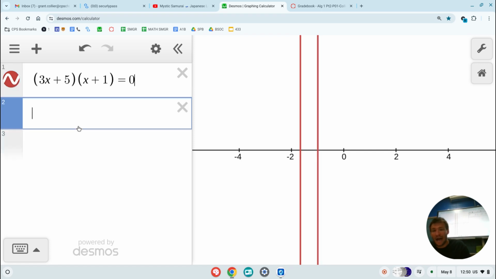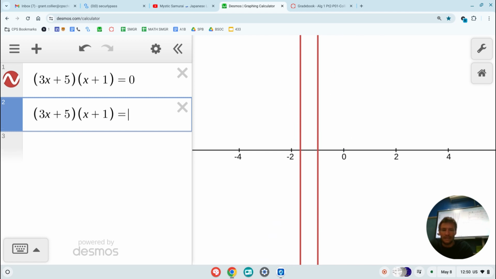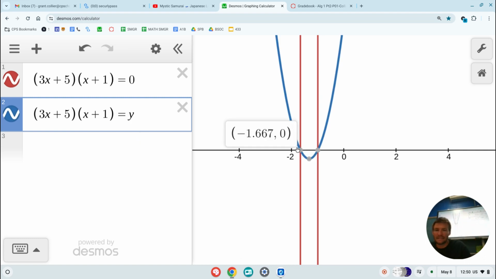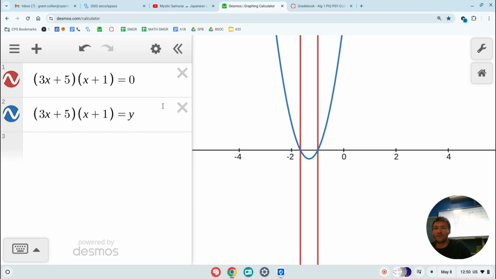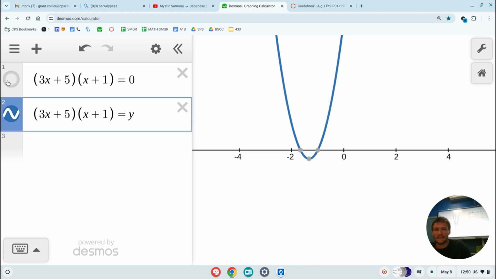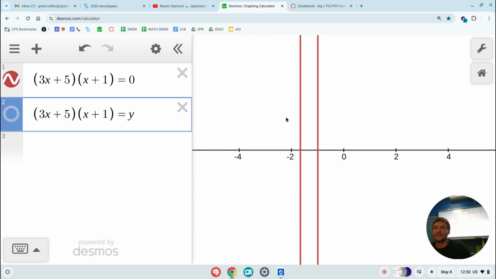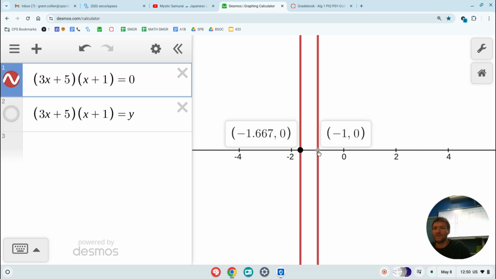If you have the y, maybe, and you can't always do this, but let's say for this question it works, x plus 1 equals y, you'll get the U-shaped curve. Basically, if you got a U-shaped curve, awesome. Click on where it touches the x-axis, and those are your answers. Negative 1.667 and negative 1. If you don't have a U-shaped curve and you have straight up and down lines, awesome. Click them. Those are your answers.